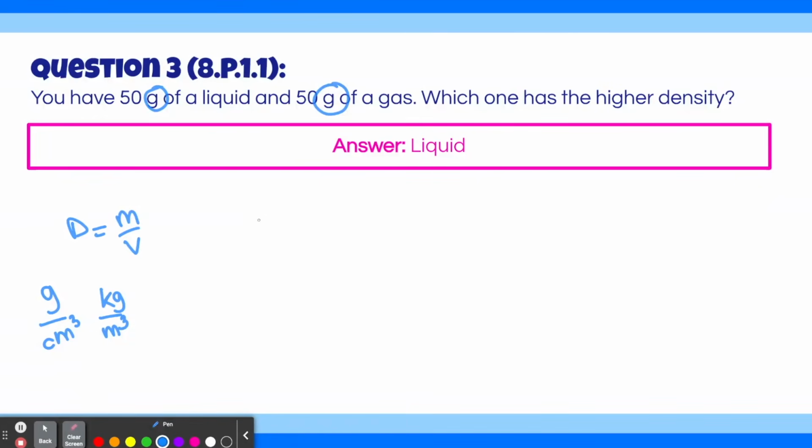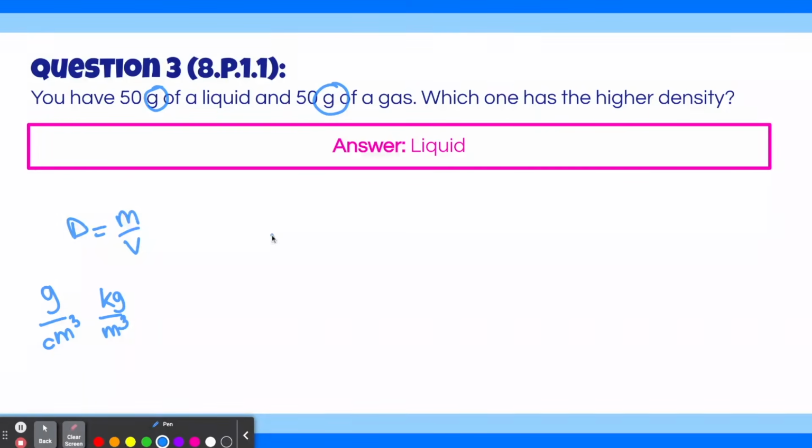So first of all, we know that the volume of the liquid will always be less than the volume of a gas of the same mass. The "of the same mass" part is really important. And we know this because, as we saw in the last question, gas particles are much more spread out than liquid particles, which means it covers much more volume. So if we know that the volume of a liquid is less than the volume of a gas of the same mass, we can just plug in some random values to find out which density is higher.